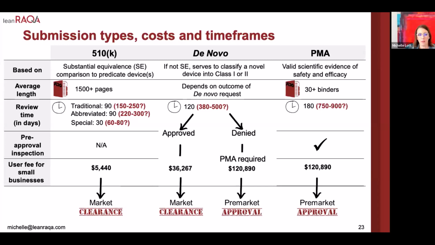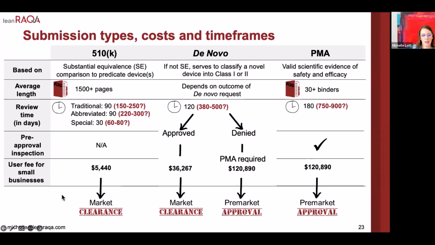You don't have to have a pre-approval inspection, which, in the EU, you do have to have your quality management system inspection and your technical file documentation all cleared or certified, moving in some level of parallel where they all eventually come together. Whereas in the United States, it's really only the pre-market approvals where you have to have a pre-approval inspection.